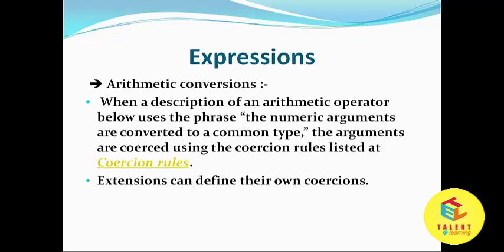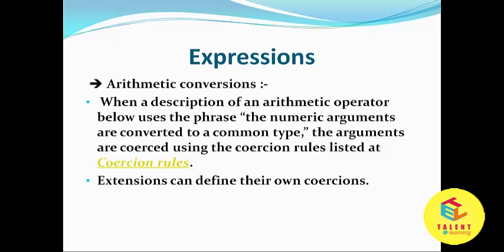When a description of an arithmetic operator below uses the phrase "the numeric arguments are converted to a common type," the arguments are coerced using the coercion rules listed at coercion rules. Extensions can define their own coercions. If both arguments are standard numeric types, the following coercions are applied.